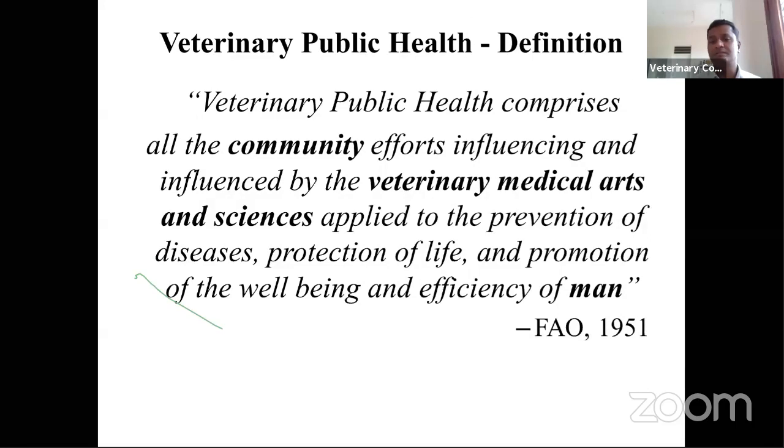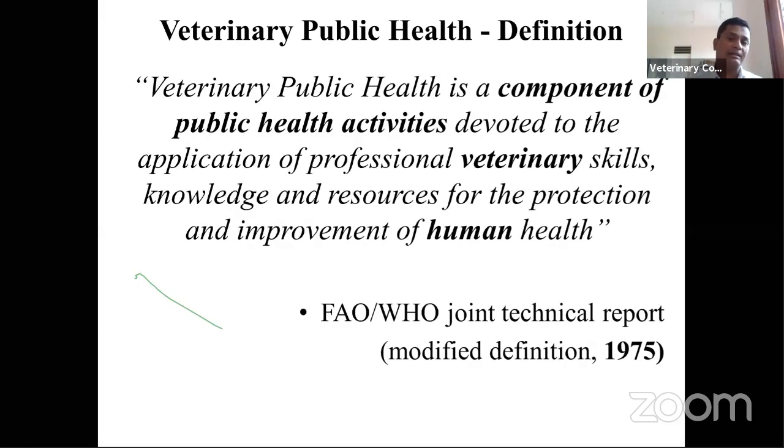Earlier, you see, community was the term given. Now you see, component of public health activities. When we talk about public health, it is population health, community health. That is the area of activities of veterinary public health. Component of public health activities, now you see, devoted to the application of professional veterinary skills, knowledge, and resources. All three are very important. And in your extension course, you will study in detail what a skill is, what knowledge is, and what the resources are. Application of all these professional skills, knowledge, and resources for the protection and improvement of human health. This is what they defined as veterinary public health.